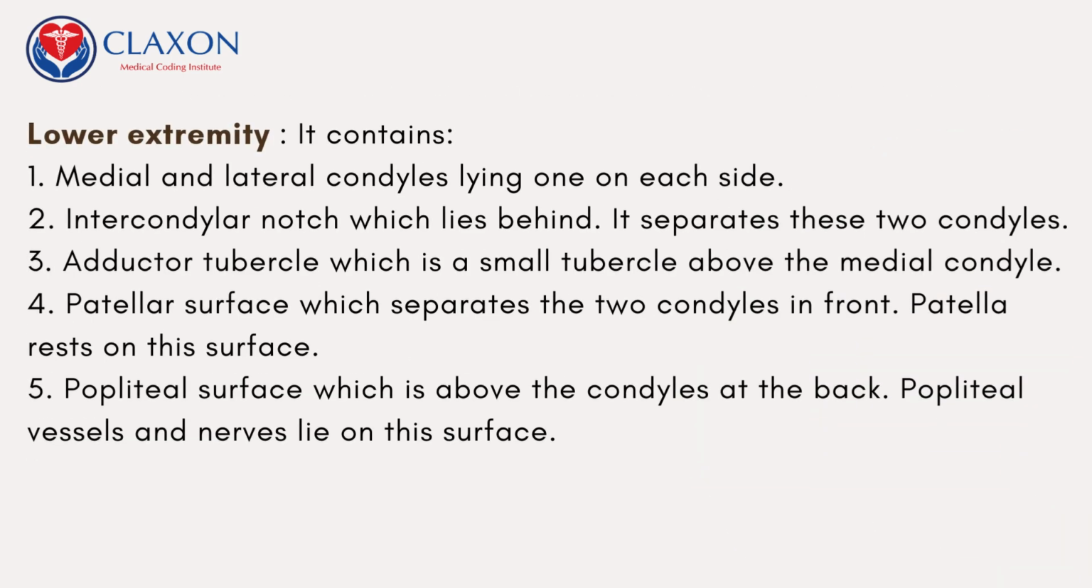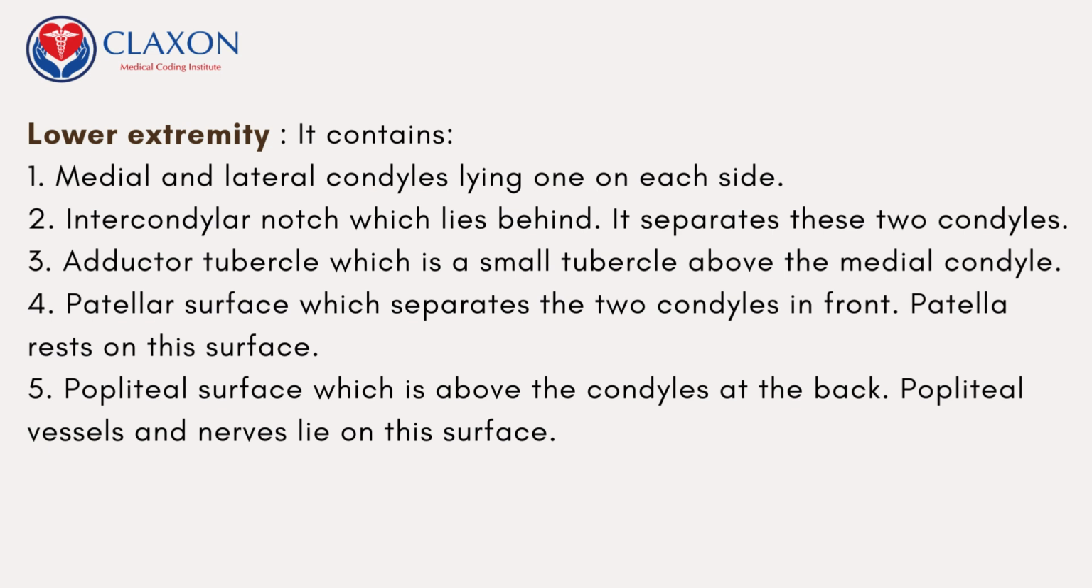Lower extremity, it contains 1. Medial and lateral condyles lying one on each side. 2. Intercondylar notch, which lies behind. It separates these 2 condyles. 3. Adductor tubercle, which is a small tubercle above the medial condyle. 4. Patellar surface, which separates the 2 condyles in front. Patella rests on this surface.